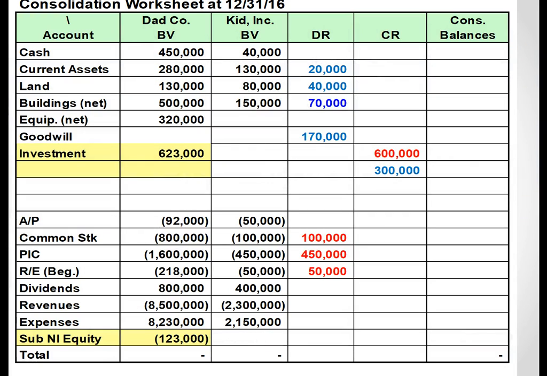And this is what it looks like on the working paper. So now what do we have? We have a credit of $277 in our investment in sub account.